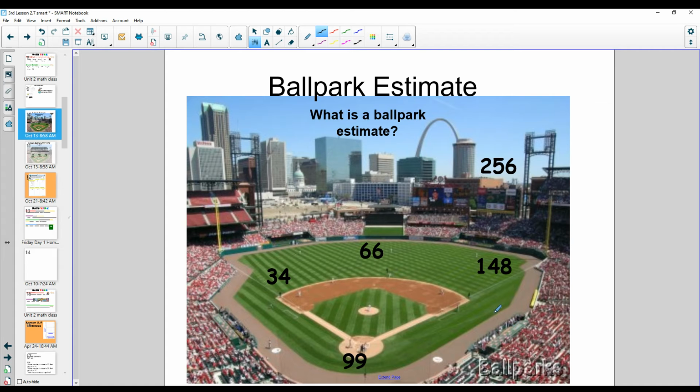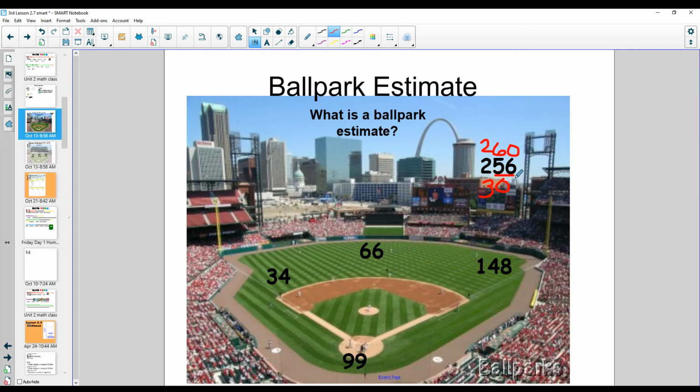The most important thing to think of with a ballpark estimate is we change the number to make it easy for mental math. So let's just look here. We could look at this number and say, if we rounded it to the nearest 10, it would be close to 260. All right, well, I could also round this number. Let's see, would I go to 200 or 300? Well, it's already in the 50s, so I would say 300.